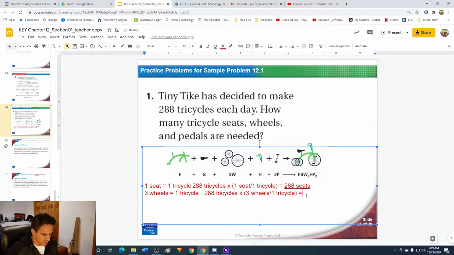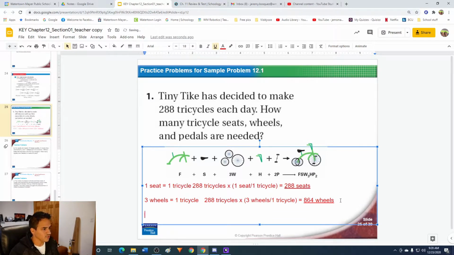There we go. So if we take 288 and multiply that by 3 over 1, or just essentially times 3, we get 864 wheels. So we need 864 wheels to make 288 tricycles.